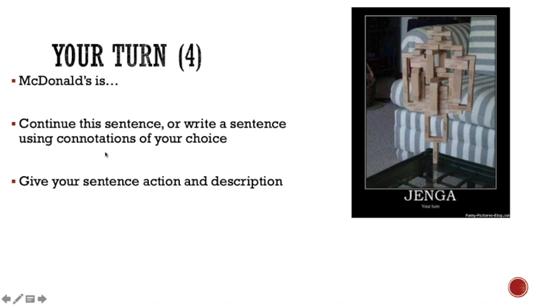If you want, you can write a different sentence about something else, but unless you've got a really good idea jumping out at you, I suggest you do the McDonald's one, but if one jumps out at you, feel free to go for it. Give your sentence action and description. So if you're doing McDonald's, don't just say it's a holiday on the beach. Say it's a holiday on the beach where the sun is shining down at a cool 35 degrees or something. Make your sentence do something. Give it action.